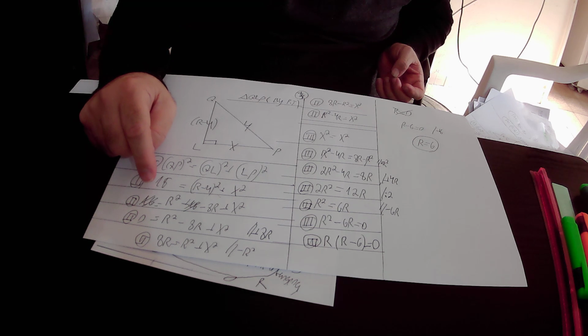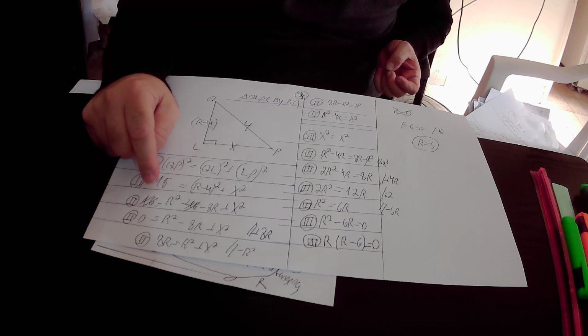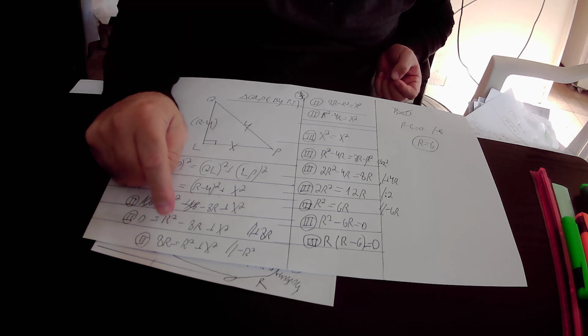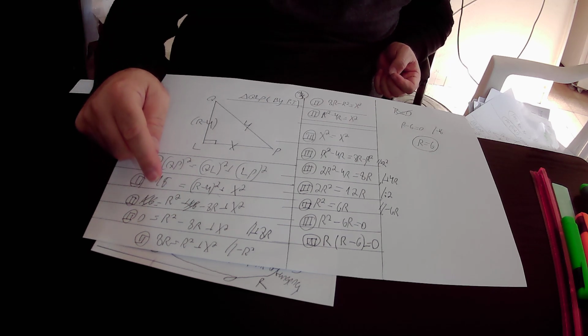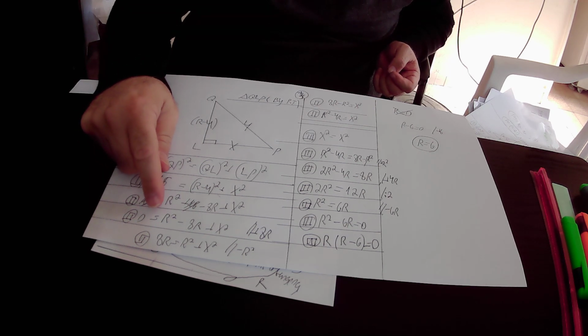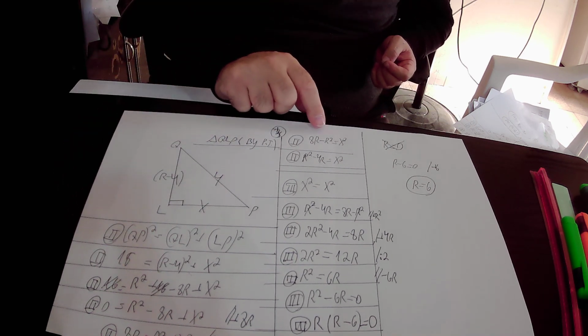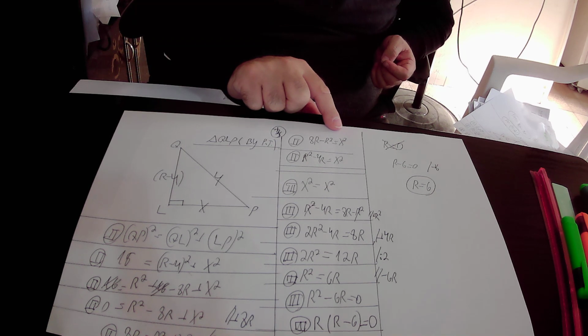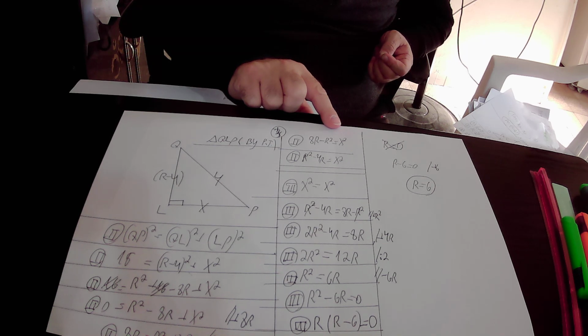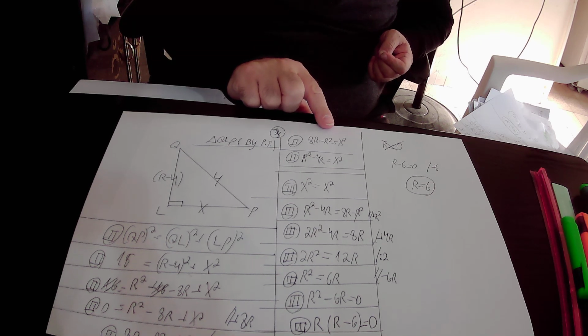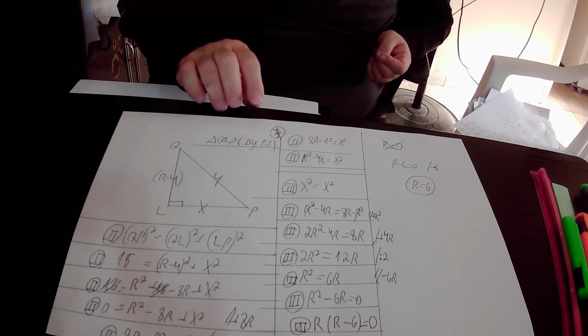Here we added 8r to equation number 2, and we found that 0 plus 8r is 8r, and it is equal to r squared plus x squared. Here we subtracted r squared from equation number 2, and we found that 8r minus r squared equals x squared. So according to equation number 2, x squared equals 8r minus r squared.